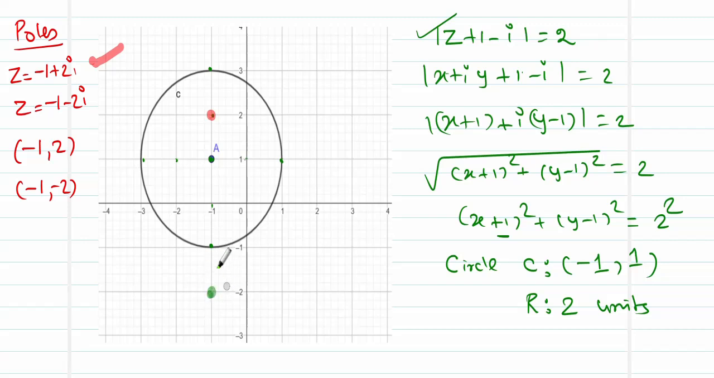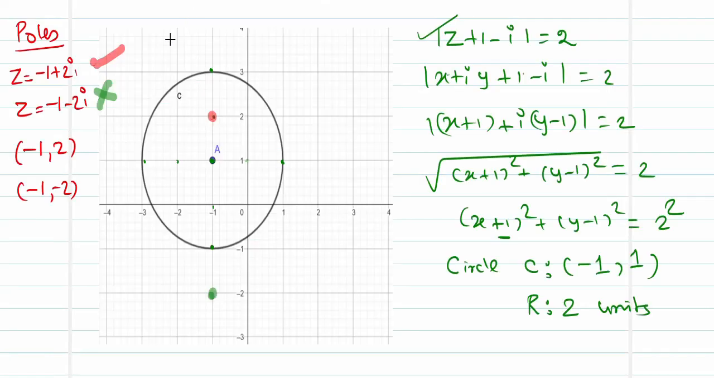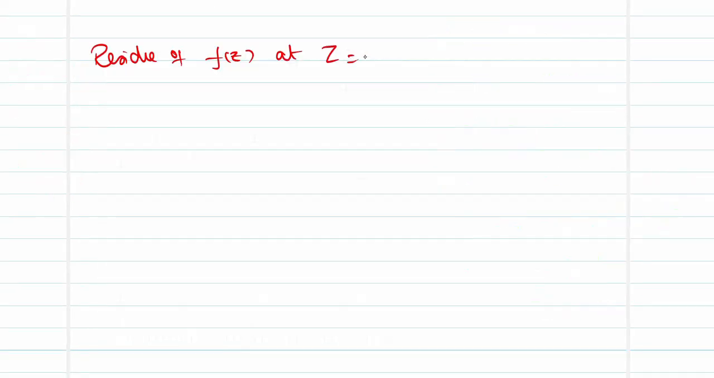So what will happen to the residue at this particular point, minus 1 comma minus 2? At this point, the residue does not exist, or it becomes equal to 0. So I will have to estimate the residue only for the point that lies inside. I will be estimating the residue for the simple pole minus 1 plus 2i. So my next task is to estimate the residue of the function f of z at the point z is equal to minus 1 plus 2i.